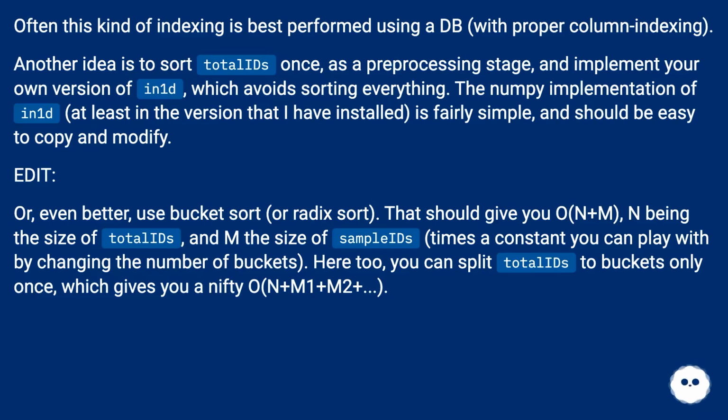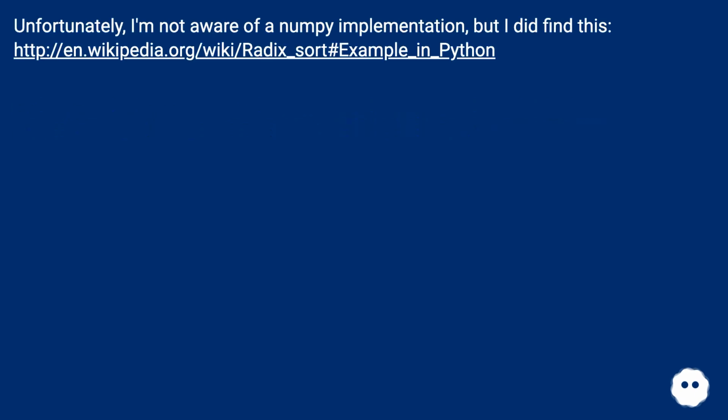Edit: or, even better, use bucket sort or radix sort. That should give you O(n plus m), n being the size of totalids, and m the size of subsampleids, times a constant you can play with by changing the number of buckets. Here too, you can split totalids into buckets only once, which gives you a nifty O(n plus m1 plus m2 plus...). Unfortunately, I'm not aware of a NumPy implementation, but I did find this URL.